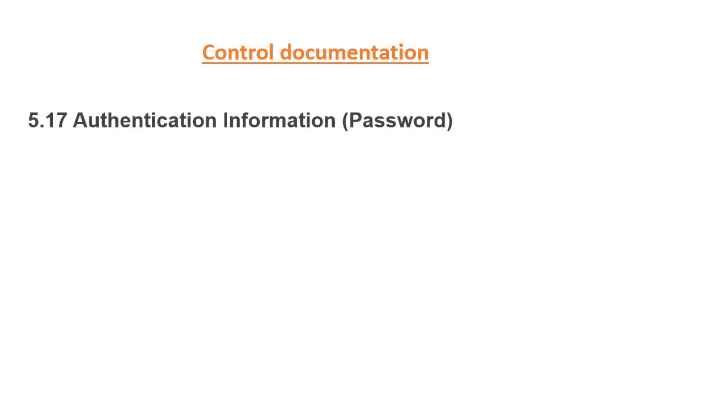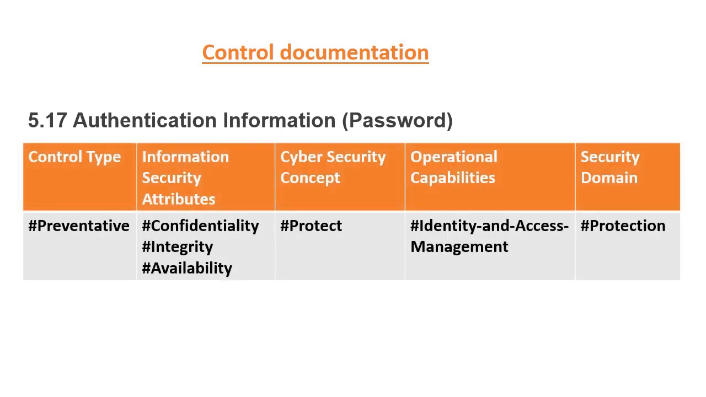A sample documentation of ISO 27002 will look like this. For example, 5.17 is authentication information, which is password. The control type is preventive. Information security attributes is CIA: confidentiality, integrity, availability. Cybersecurity concept is protect. Operational capabilities is identity and access management. And the security domain is protection.